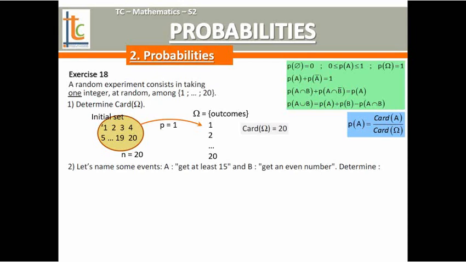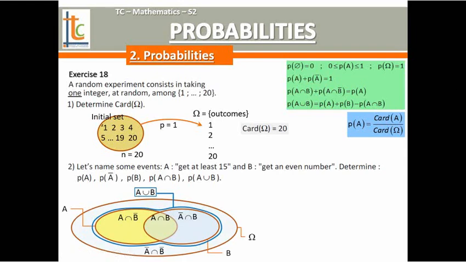Now let's define events. Let's name some events. A, get at least 15, and B, get an even number. Determine P of A, P of A bar, P of B, and so on. Well, we've got tools, okay? The blue formula and the red ones. So we've got weapons.